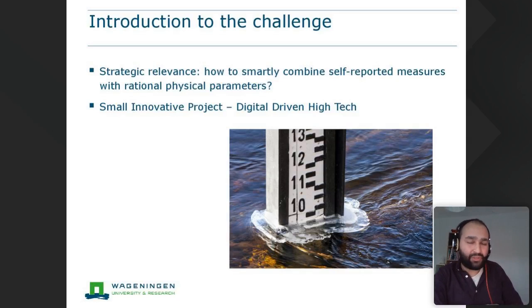So we have a strategic question or objective we want to achieve. We want to know how to smartly combine self-reported measures with rational physical parameters. And so for this objective, we are engaged in a small innovative project, as so-called, within a research program, digital-driven high-tech.